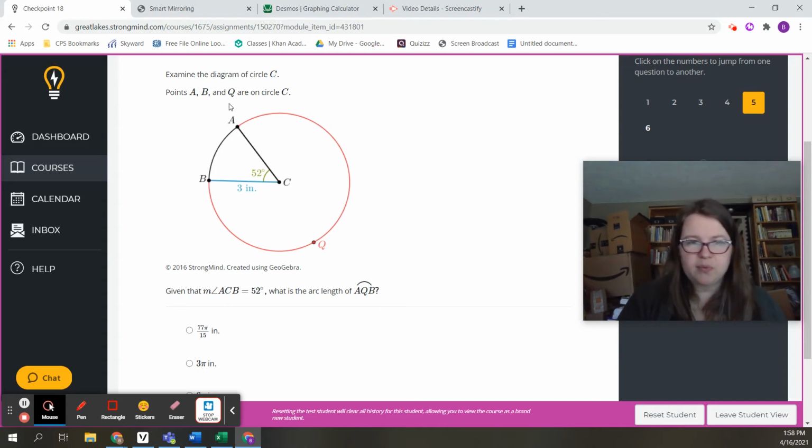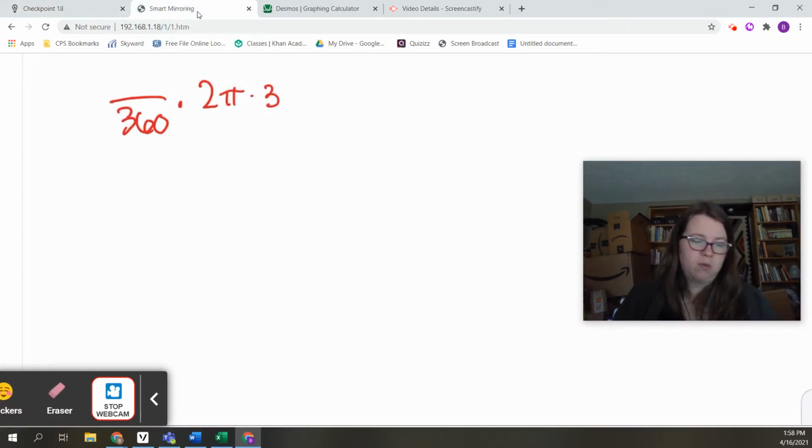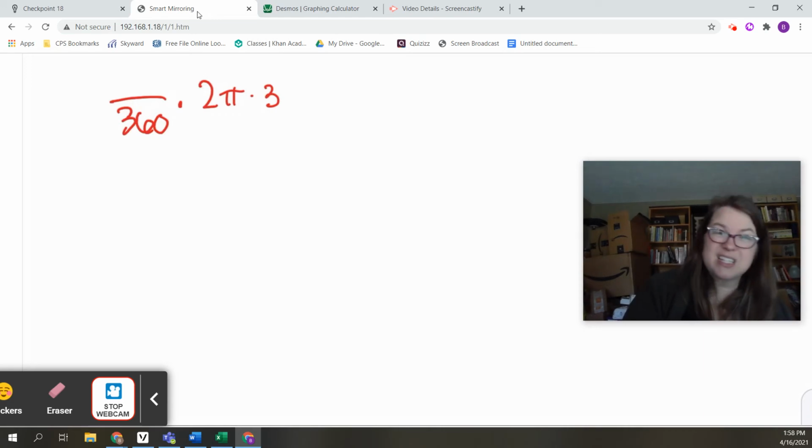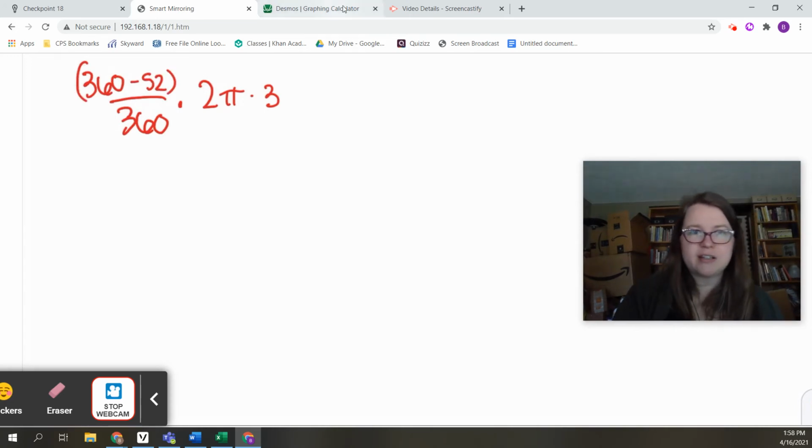Okay, so for number 5 here, we have a central angle of 52, a radius of 3, but notice how sneaky they are. They want to find the arc length of that whole thing. We want that whole thing. So normally we'd set this up, we would go the degrees over 360 multiplied by 2 pi multiplied by 3. But when we have that 52 and it's the smaller part, we're going to have to do 360 subtract 52 here first. And we'll still get everything the same. So that was the bigger part divided by 360 multiplied by 2 pi by 3.